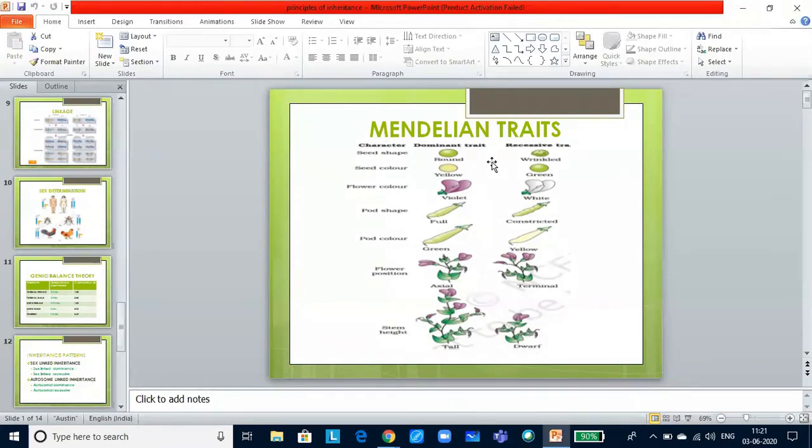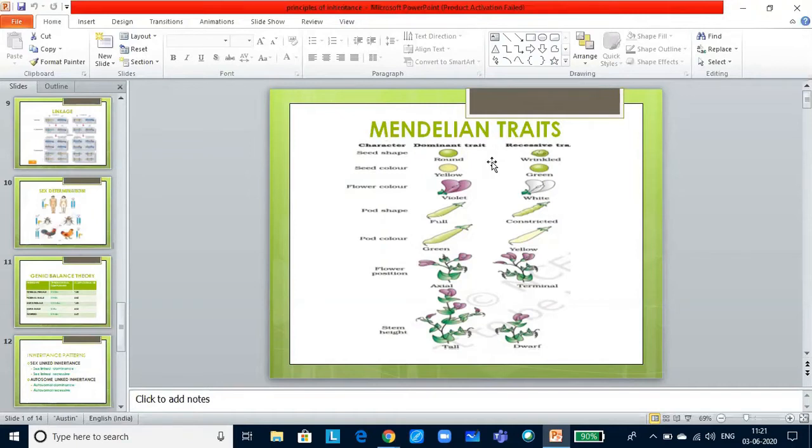Mendel did not know about chromosomes or DNA, and he did not know anything about genes. By observing the number and types of phenotypes in the offspring, Mendel developed the rules of inheritance, which are known as Mendel's laws. Mendel used garden pea for his experiments because of its well-defined characters.